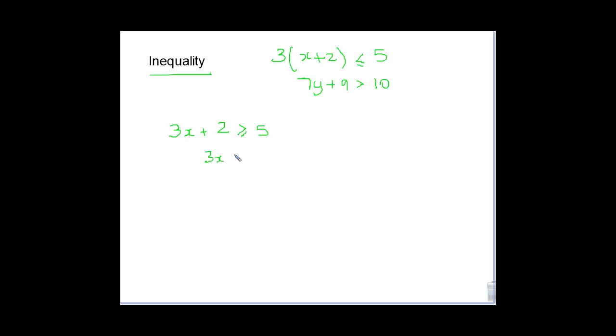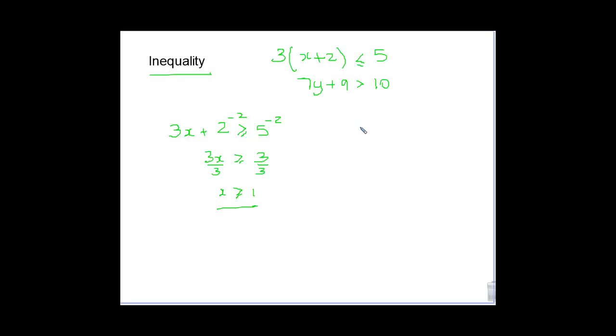We get 3x is greater than or equal to 3, because we're going to subtract our 2 off both sides. So we're getting rid of the 2 on that side, making sure we subtract on the other side there. And then to go from 3x is greater than or equal to 3, we want x by itself, like we do with equations. So we'll divide both sides by 3. And that gives us x is greater than or equal to 1. So that's how we find the values there. Any value of x that is greater than or equal to 1 would make that statement true. That side would actually be bigger than or equal to 5.